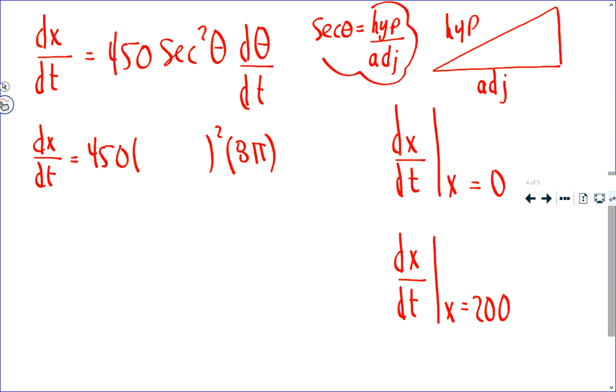But when x is 0, when this distance is 0, the length of the hypotenuse becomes the same as the length of the adjacent. In other words, the secant is going to be 1 because it will be the hypotenuse over the same length. And we have our answer. All we have to do is figure out what 450 times 8 is, and we can write down our answer. I believe it's 3600 pi, and this would be in meters per minute.